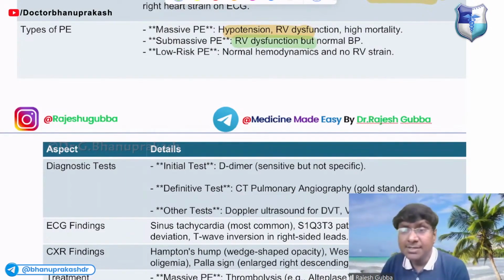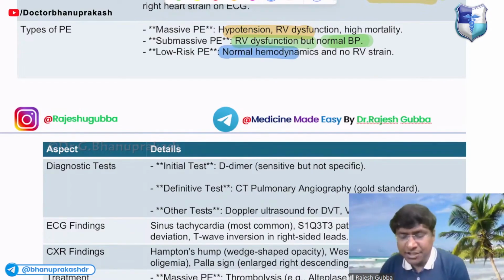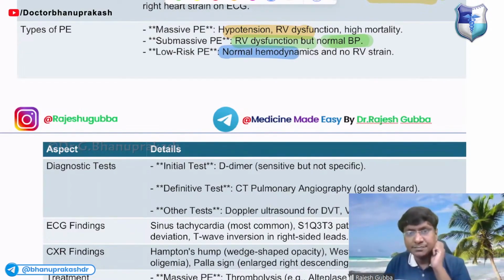In submassive pulmonary embolism, there will be RV dysfunction, but blood pressure will be normal. Whereas in low risk pulmonary embolism, blood pressure is normal and the right ventricle is also normal. Okay, that is in low risk pulmonary embolism, right?